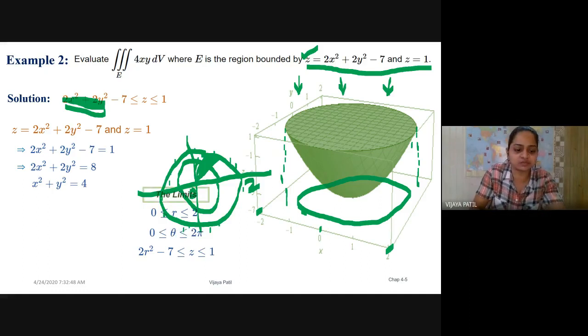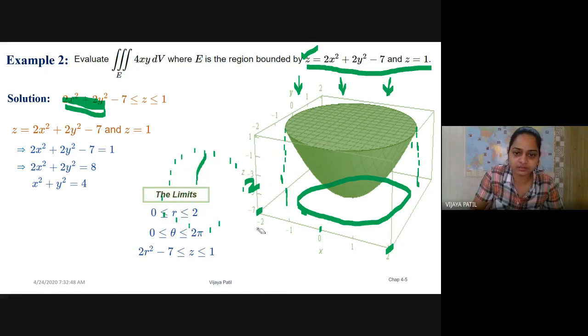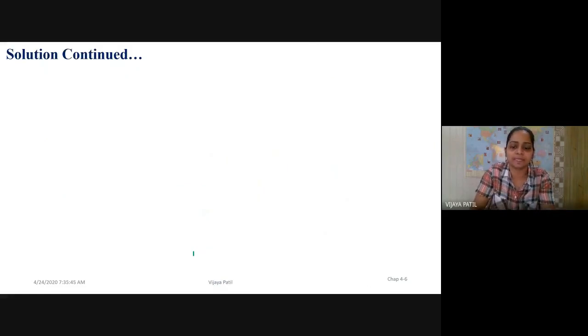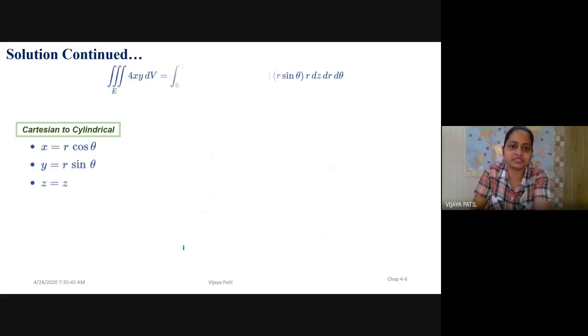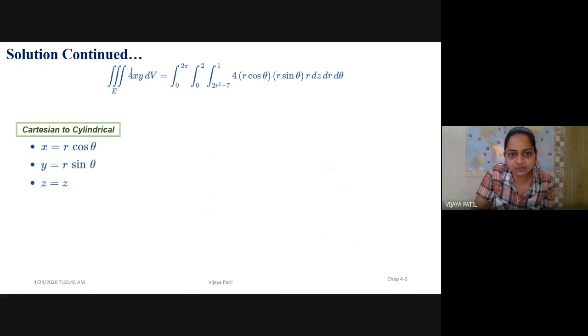And therefore the limit is this, and this is what is the limit. So the limit for this particular curve is r is from 0 to 2, theta is from 0 to 2 pi, and z is from 2r square minus 7 to 1. Okay, and therefore what will happen? For reference sake I have put it on the slide, this triple integral 4xy dv, I'm just replacing x as r cos theta, y as r sin theta, z as z only, and the limits 0 to 2 pi, 0 to 2, and this is the limit.